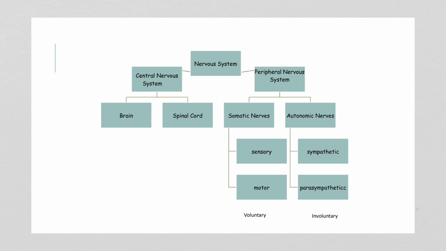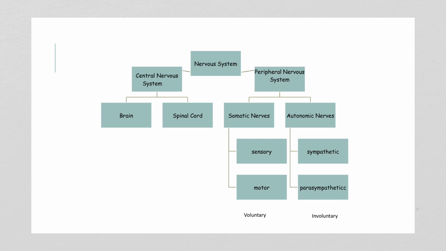The nervous system is divided into two main sections. The central nervous system, which is composed of our brain and our spinal cord. And then the peripheral nervous system, which is divided into two sections itself, the somatic nerves and the autonomic nerves. So the somatic nerves involve our sensory and motor neurons, and those nerves are under voluntary control.